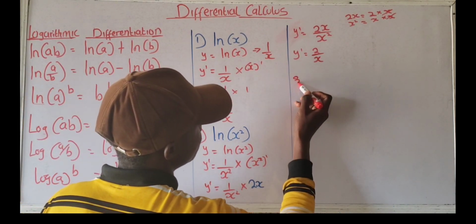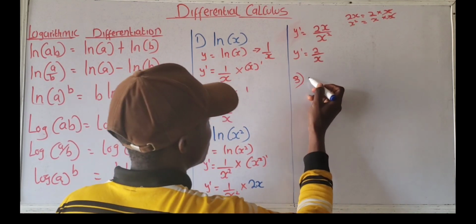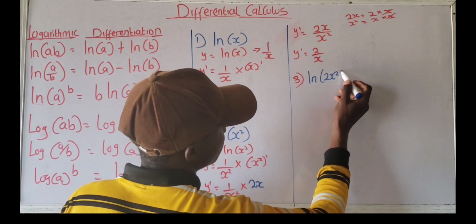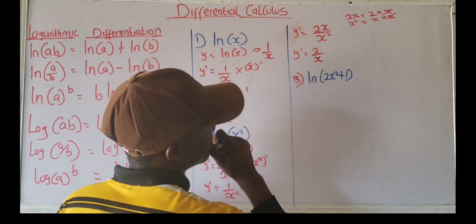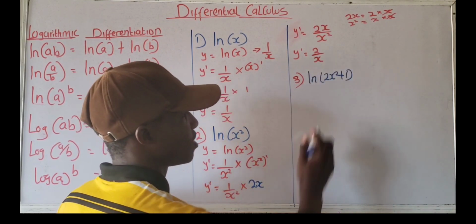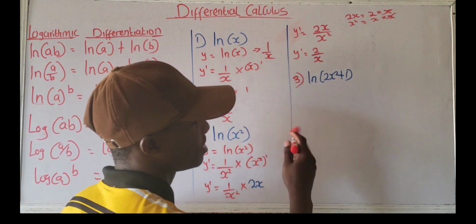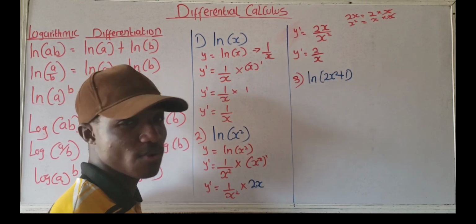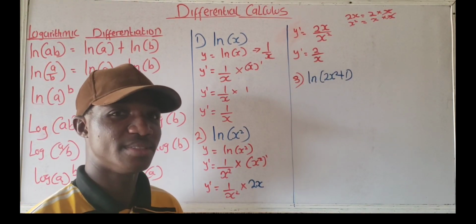Okay, now I want to do this one. Question 3. Let's say you are asked to find the derivative of ln (2x squared plus 1) raised to the power of 2. Okay, let's take it step by step. How do you take the derivative? You just proceed with the same steps. First, take the inverse of the function inside the bracket, then multiply it by the derivative.